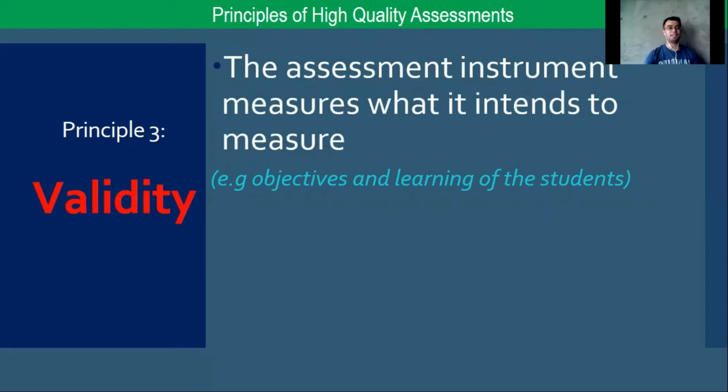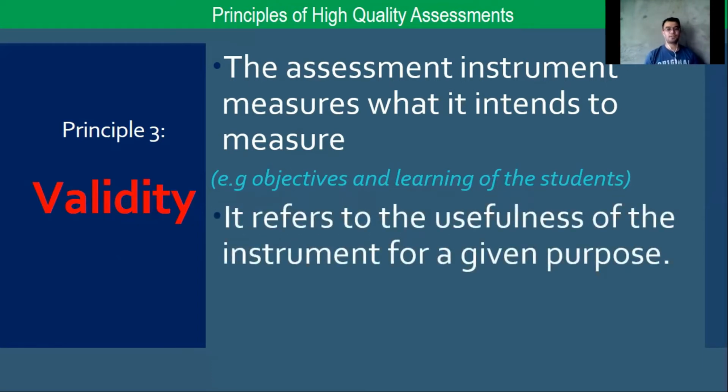Let us remember that for us to determine that we are successful with our lesson, we are going to test the attainment of our objectives, or it could be the learning of the students. Now, the assessment instrument should provide information on what the learning of the students is, or it could also determine if the instruction given by the teacher is effective, or it could also measure the effectivity of the materials that were used by the teacher. And it also refers to the usefulness of the instrument for a given purpose.